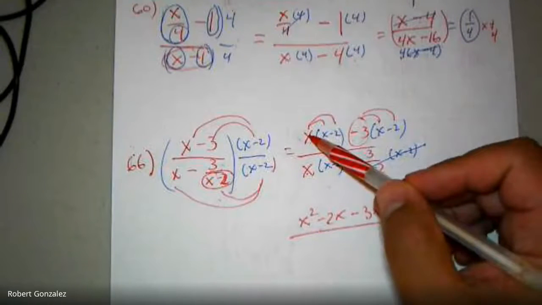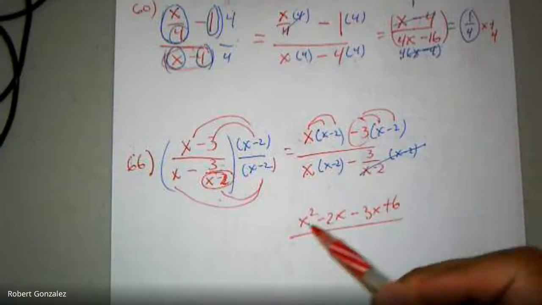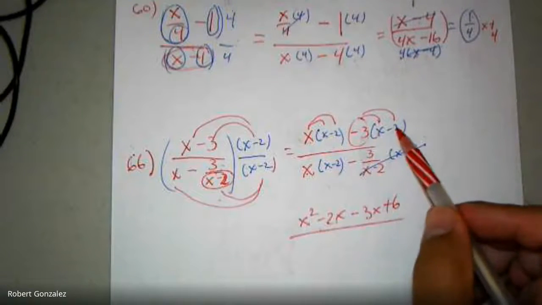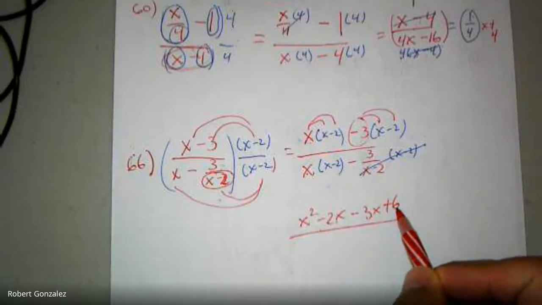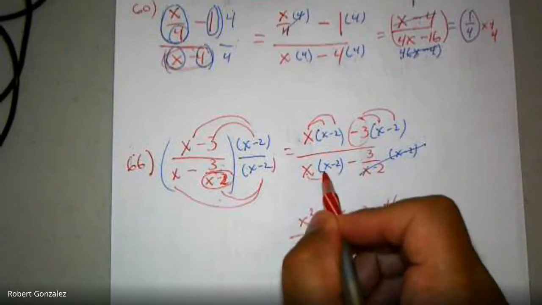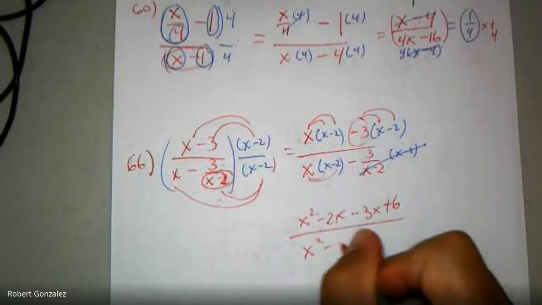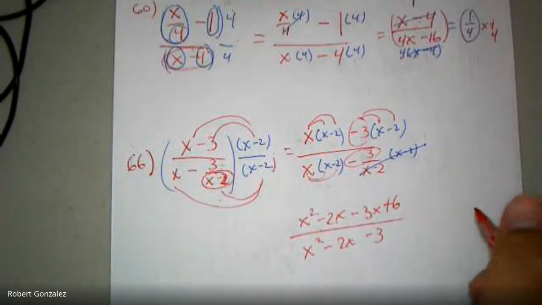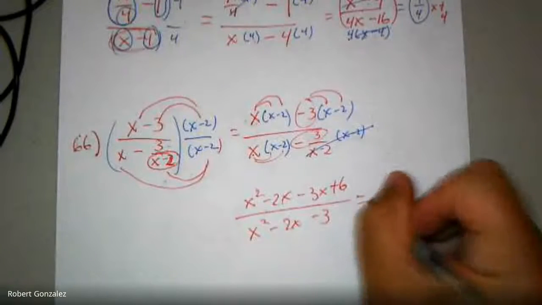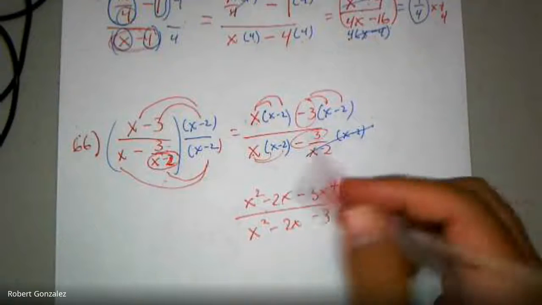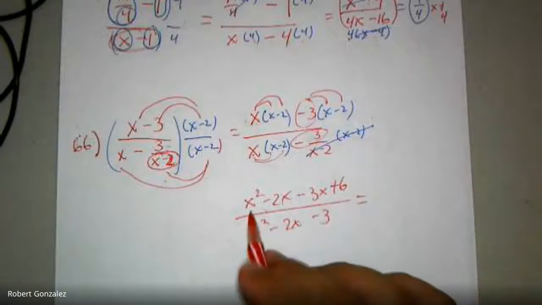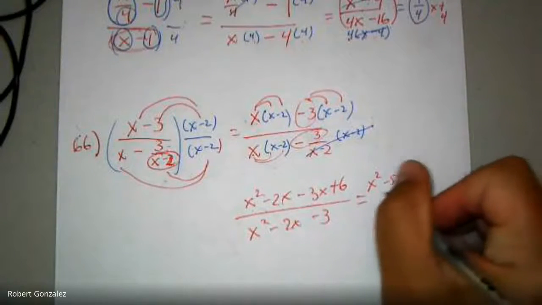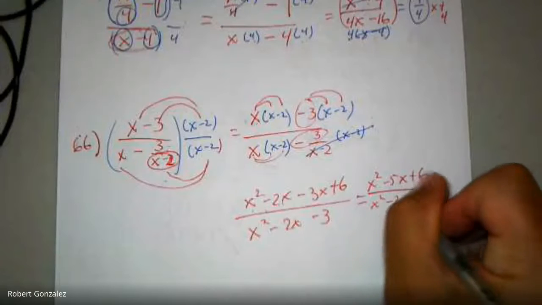Let me repeat those. X times x gives us x squared, x times negative 2 gives us minus 2x. Negative 3 times x, negative 3 times negative 2 gives us negative 3x plus 6. Here, I have x squared minus 2x. And be careful here. You have a minus 3 still. Let's continue. And I'm going to have x squared minus 5x plus 6 and x squared minus 2x minus 3.